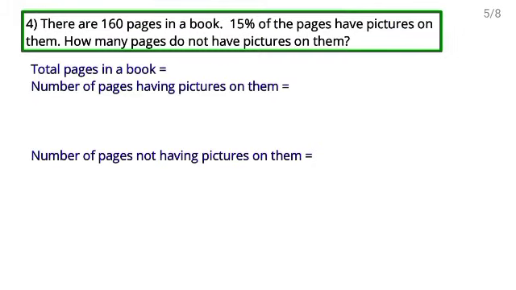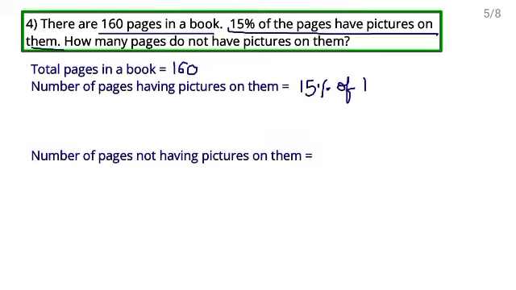Next question number 4. There are 160 pages in a book. It means total pages are 160. So let's write it here. Total pages are 160. Then they said 15% of pages have pictures on them. Okay. 15% of what? 15% of total pages. It means 160 have pictures on them. So let's calculate how many pages have pictures on them.